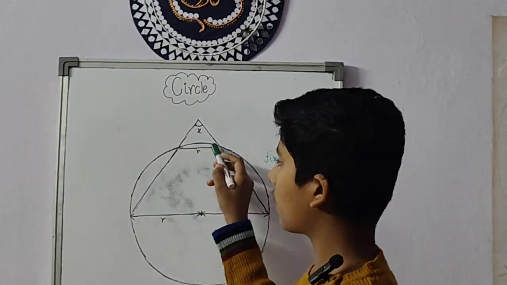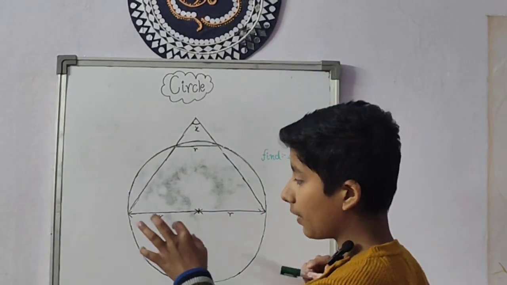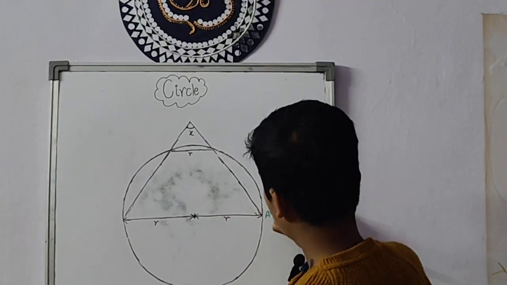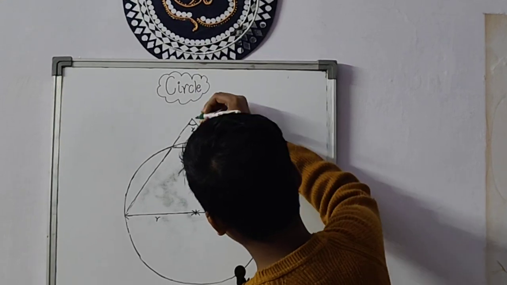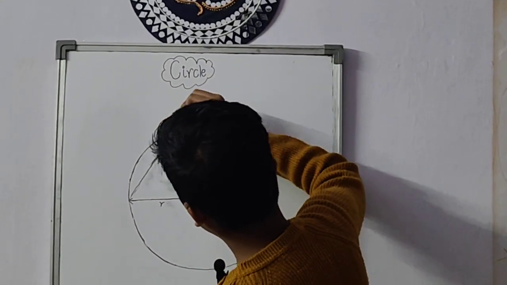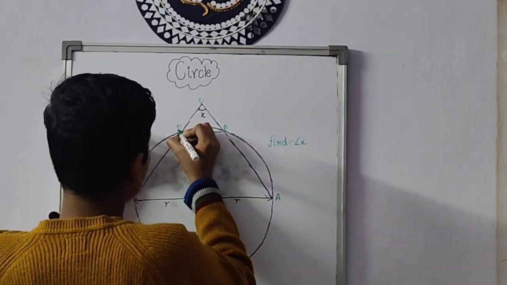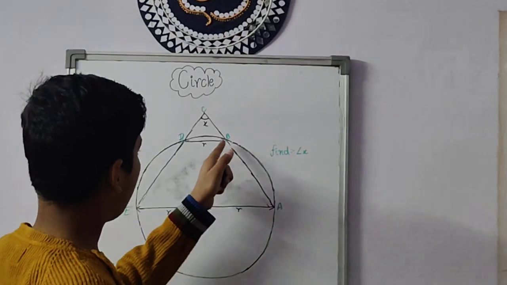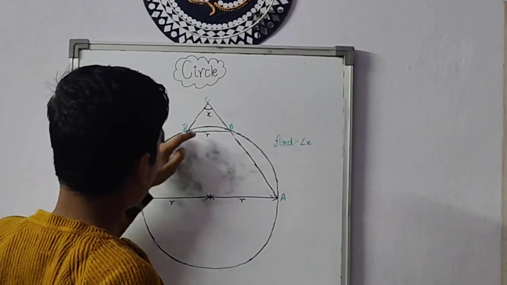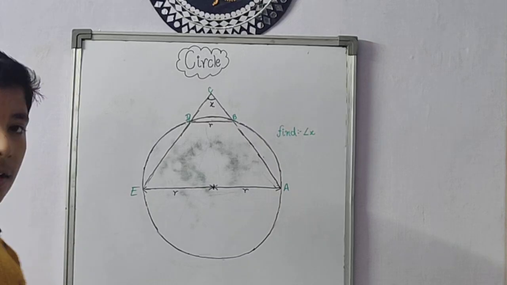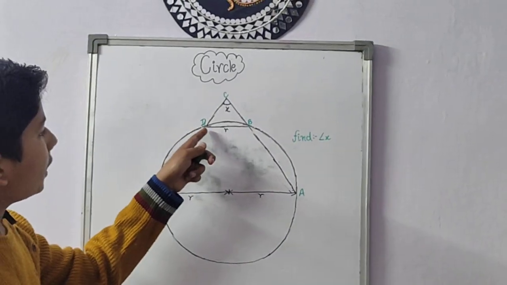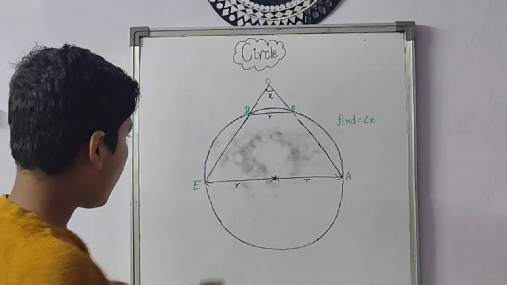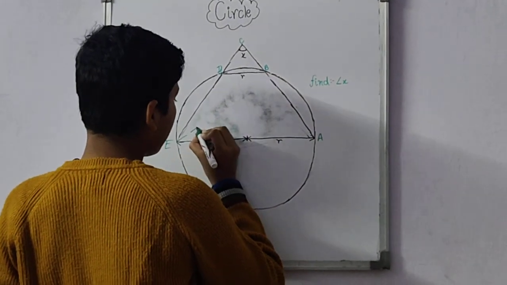Now see, this is a chord, and if you see it perfectly then it is this one. Let me mark it: A, B, C, D, and E. If you see A, B, D, E, it is a cyclic quadrilateral because it is touching all the four sides of it on this circle. Okay.